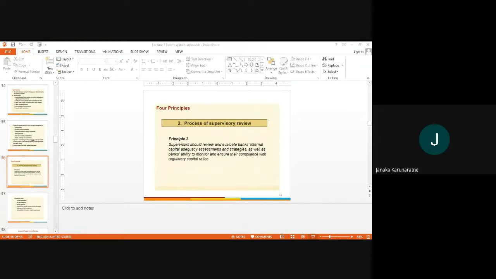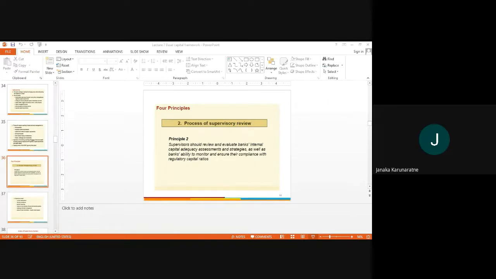Okay. So let's move on to the third principle, capital above regulatory minimum ratios. So once a bank does an ICAP, the regulators expect banks to operate above the minimum regulatory capital ratios and should have the ability to require the banks to hold capital in excess of the minimum.